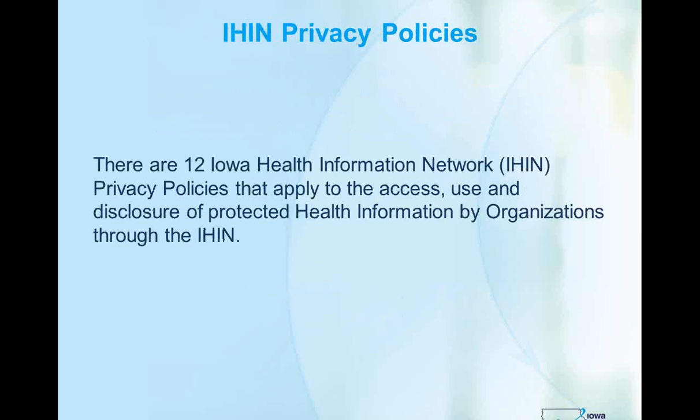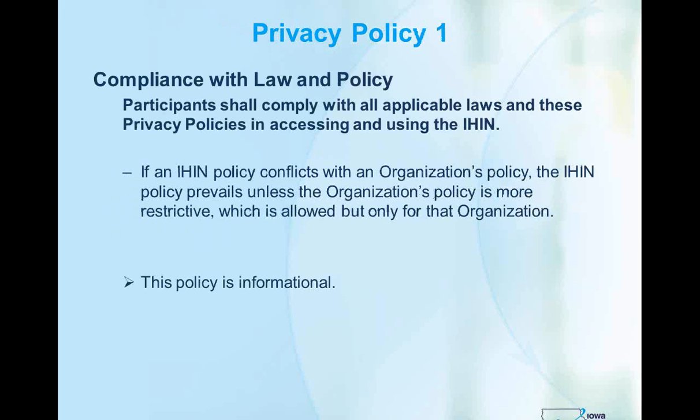There are 12 Iowa Health Information Network privacy policies that apply to the access, use, and disclosure of protected health information by organizations through the IHIN. The first privacy policy, Compliance with Law and Policy, is informational. It requires that organizations comply with all applicable laws and the privacy policies we are about to review while accessing and using the IHIN. If an IHIN policy conflicts with an organization's policy, the IHIN policy prevails unless the organization's policy is more restrictive, which is allowed but only for that organization.